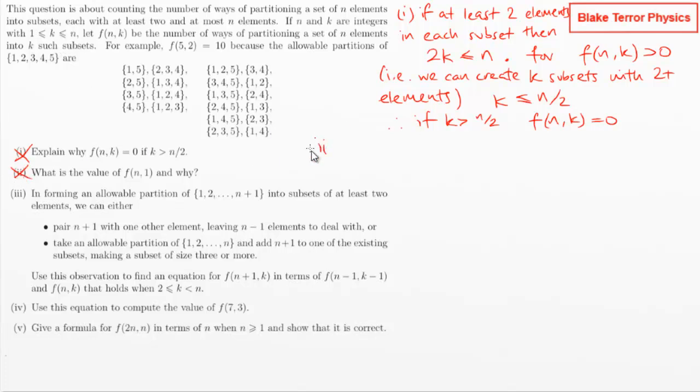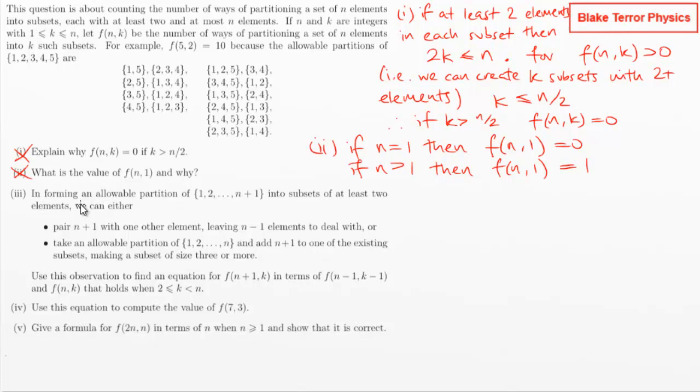Yes, because if n is 1, we can't put 2 into the one subset. So if n is equal to 1, then f of n,1 equals 0. If n, I suppose I could just do an else on this, but if n is greater than 1, then f(n,1) equals 1. Okay, part 3.